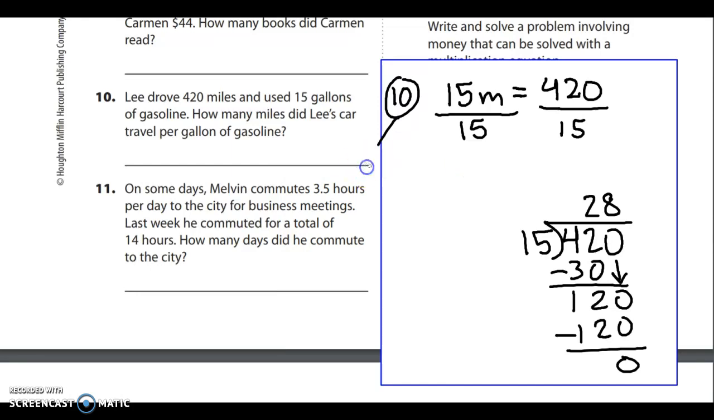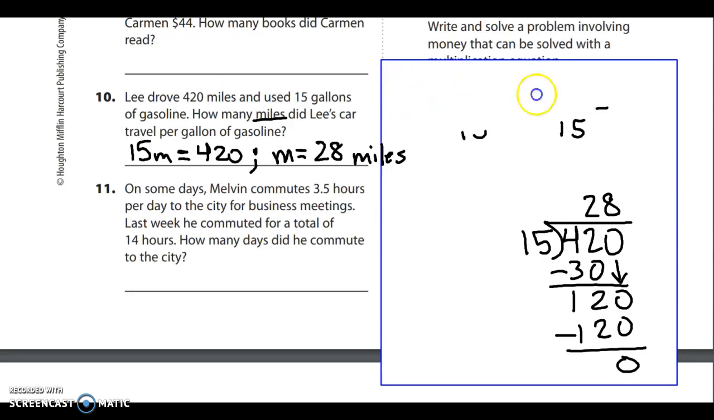So what I'm going to write here for my equation is 15 times m is equal to 420, and m is equal to 28. And the question says how many miles did Lee's car go? 28 miles. All right, we're going to do one more problem for this video, and then we're going to make a part 2 for this page.